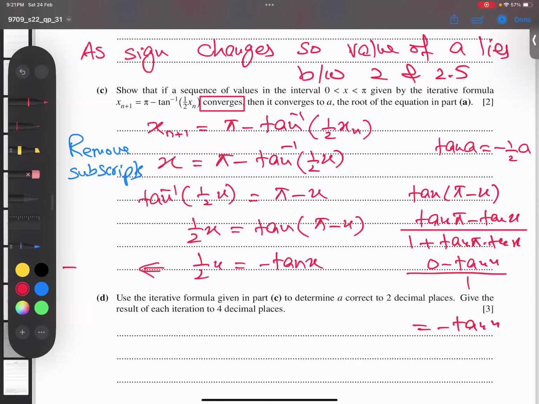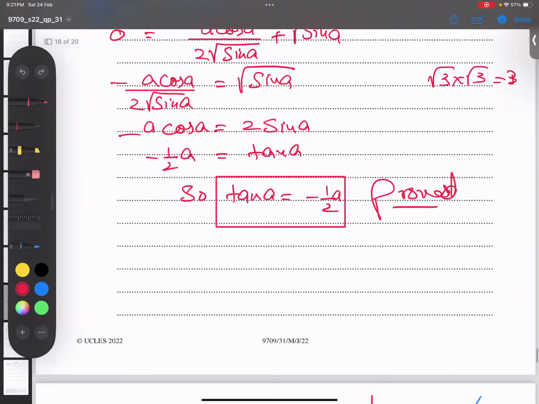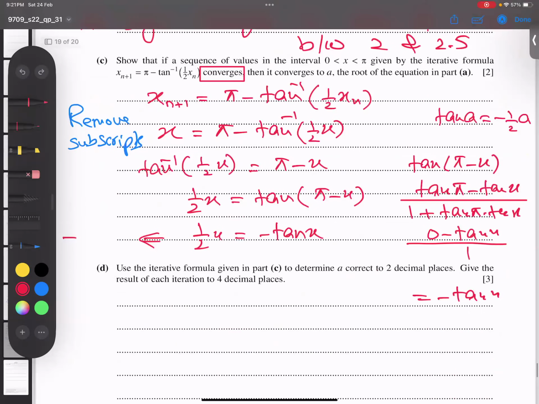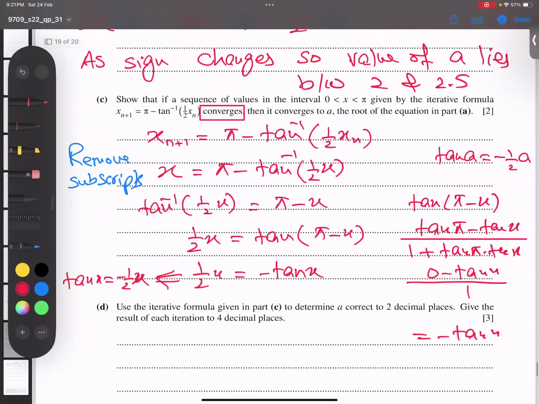Okay, now wait a minute, let me write it finally. And what was the target to achieve? Then I'm writing here tan x equals negative half x. Now I will just explain to you what the whole story is.